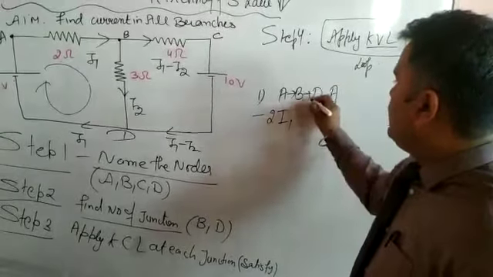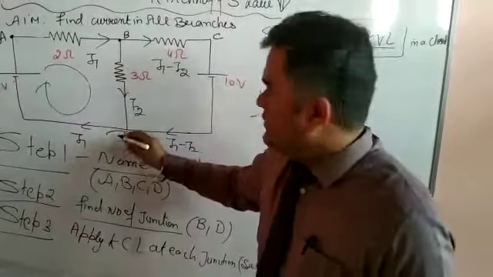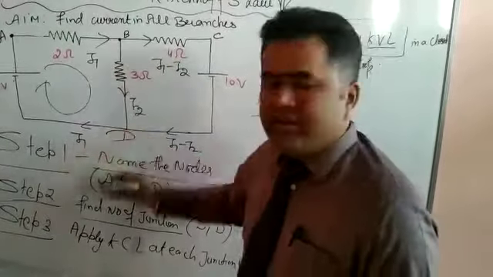Now, when moving in the loop from B to D, I am moving downward in the direction of current. Okay, and again, while moving in the direction of current, we will take the negative sign. What is the voltage? Current I2 into resistance 3, minus 3 I2. When moving in the loop from B to A, now you are moving from the negative terminal of the battery to the positive terminal of the battery, and there is a rising potential, and this rising potential is represented by the positive sign, that is plus 5.